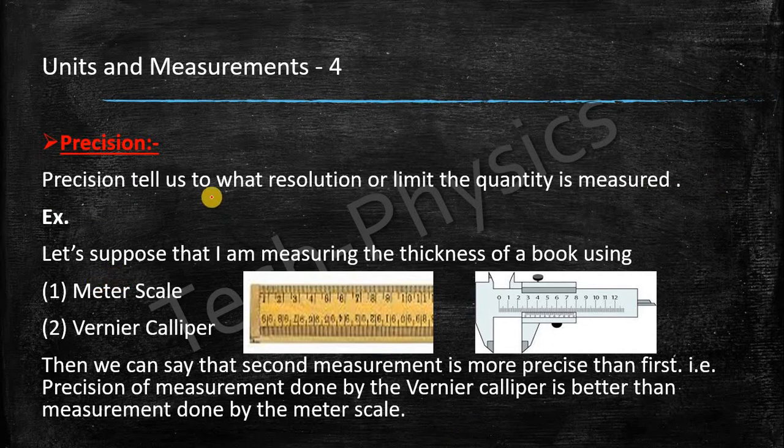Precision. Precision tells us to what resolution or limit the quantity is measured, that is, if I take a reading from meter scale and vernier caliper, then the reading taken from the vernier caliper will be more precise.